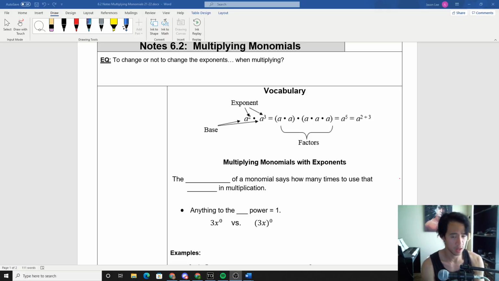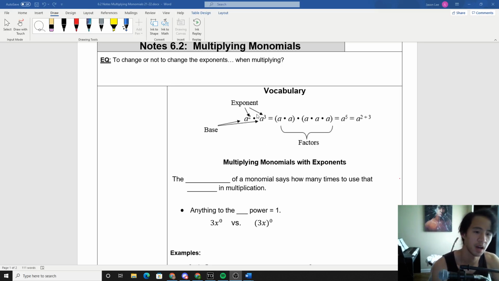In this video, we're going to cover 6.2, which is multiplying monomials. So let's go ahead and get to it. We take a look at this top part. There's a lot of vocab in it, which you should know already. The big number is the base, big letter here. Small number in the sky here, the exponent.